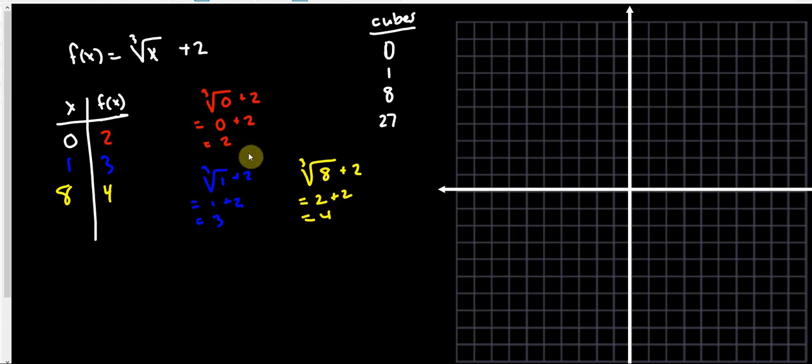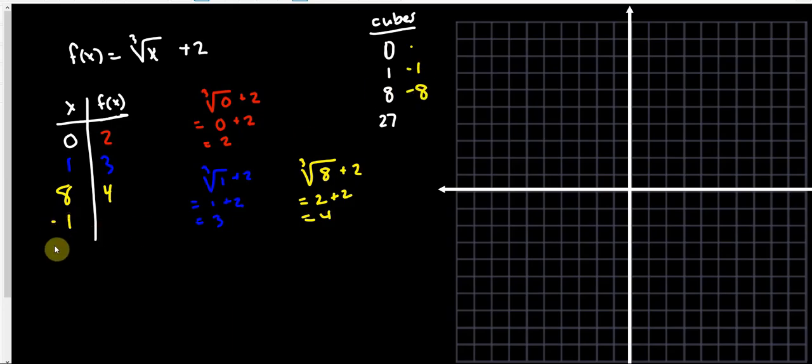Okay. Ooh, wait a second. So these are perfect cubes. I don't want to put in 27. I can't count to 27. My graph's not big enough. I could also do the negative of these. Well, there's no such thing as negative 0, but I could do negative 1 and negative 8. Let's try those as well.